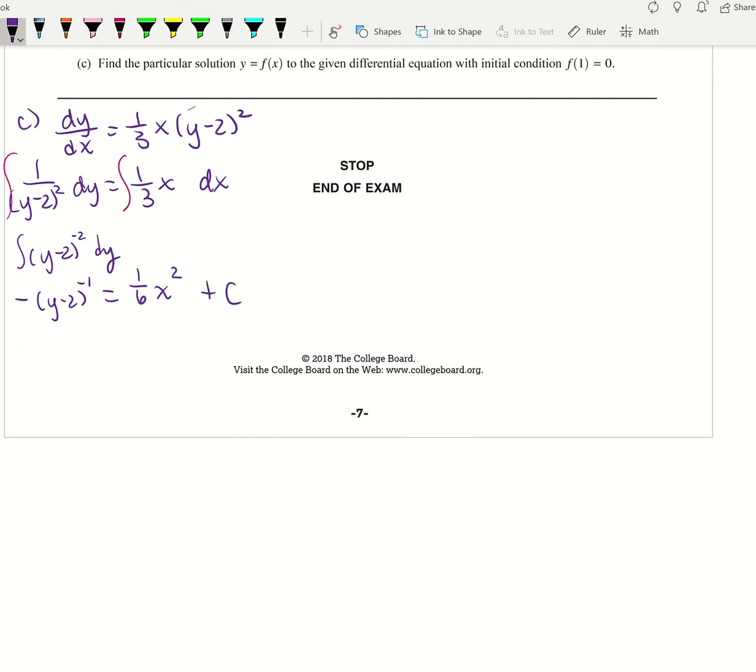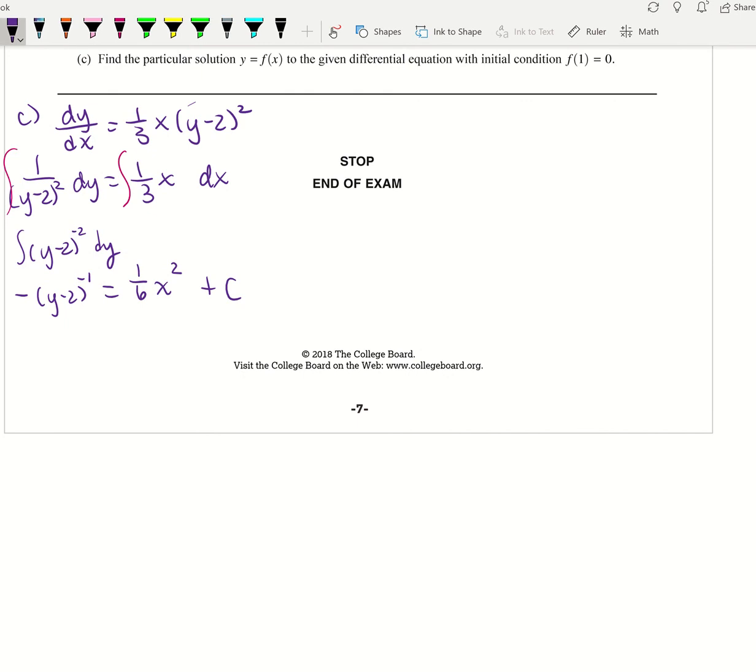All right, so from here, I'm going to multiply everything by the negative, or divide everything by negative if you'd rather. I'll rewrite this like this. So this will be negative 1/6 x squared plus c. And I'm going to find c right here, okay? I am going to eventually need to find a way to rewrite this so that y is on the numerator, but I'll just find c right here.